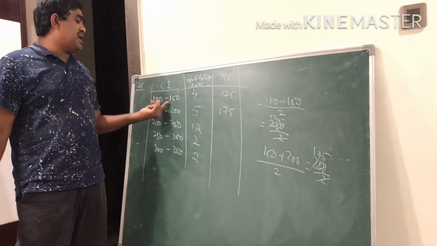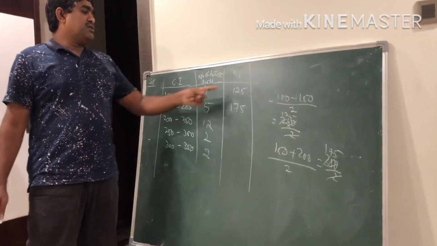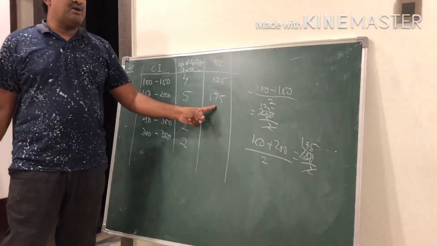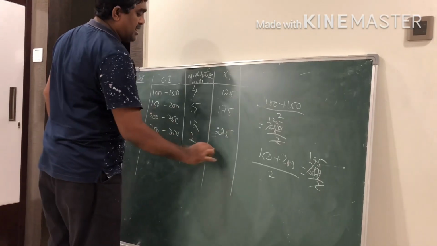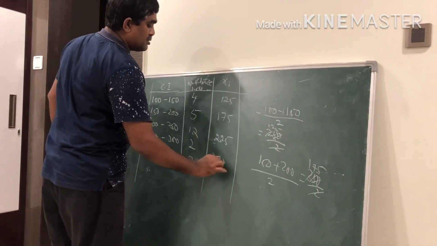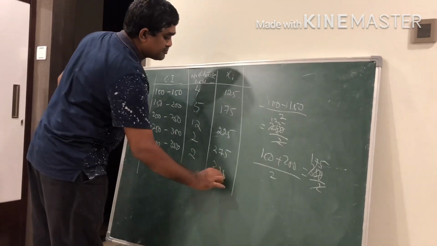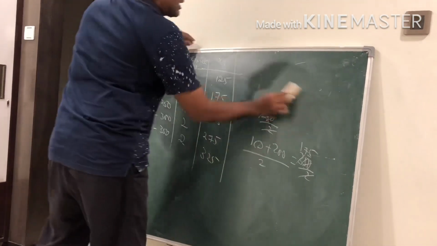So what is the difference here? 50. You can add 50 to here. 175, 225, 275, 325. So you got xi.